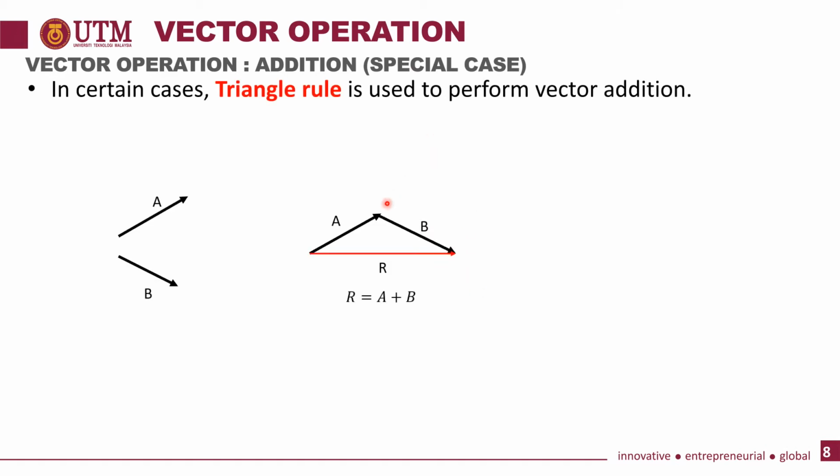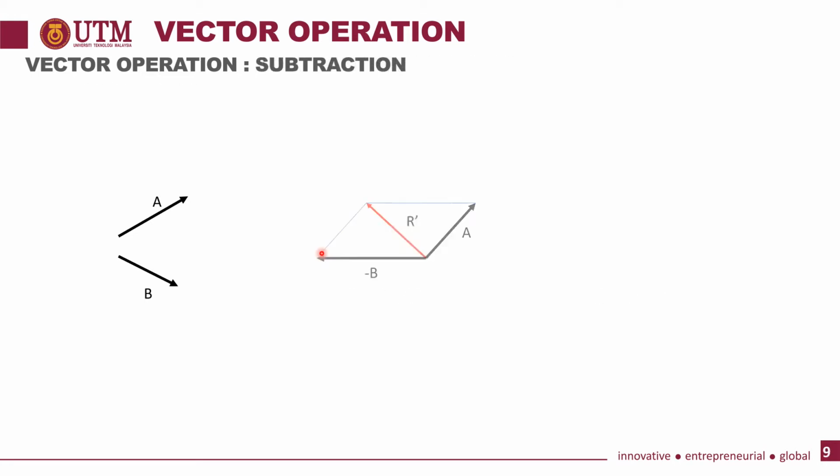If you want to add or subtract your force vectors, and the head of the first force vector touches the tail of the second force vector, it means that you can use the triangle rule to find the resultant force. This case is similar to subtraction.